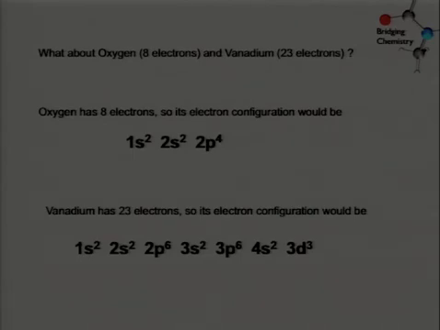And so that one would be vanadium. So vanadium has got 23 electrons, so it's quite a lot. And so that means that we get all the way up to the 3d orbitals in order to have enough orbitals to take that many electrons. So 1s2, 2s2, 2p6, 3s2, 3p6, 4s2, 3d3. It's important to remember that that 4s comes before the 3d.